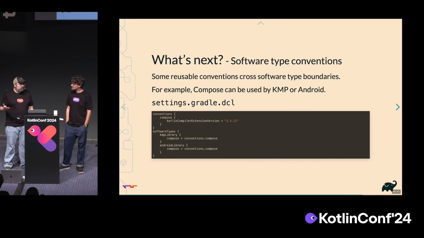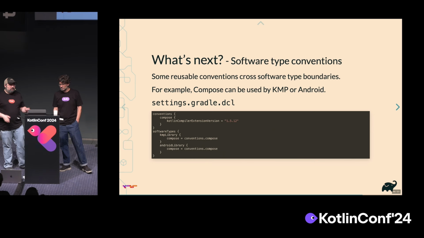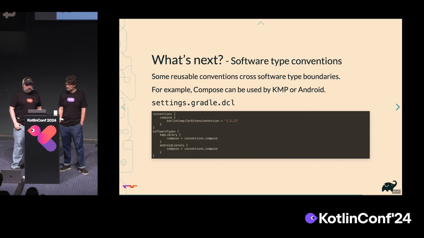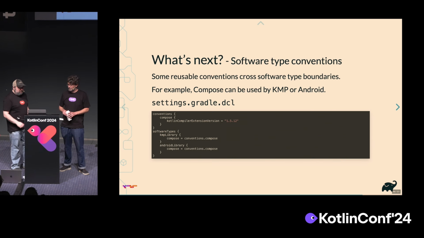understand. Even looking at Android now, which only has about 50 subprojects, and the existing imperative, declarative, or not declarative, Kotlin build scripts, there's a dozen different combinations of plugins and things like that, and they're not really necessary. But there are some cases where you have some configuration that is maybe shared across different ecosystems. So Compose makes sense in KMP, it makes sense in Android. And so we want to have some way for you to say, at a lower level than the software type, there are some conventions that can be carried around, and you can just mix those into the software types as you need them.